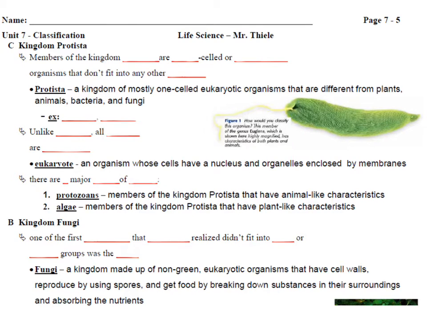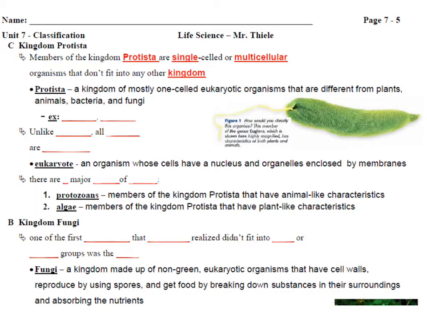So the first kingdom that we'll take a look at is Kingdom Protista. Members of the Kingdom Protista are single-celled or multicellular organisms that don't fit into any other kingdom. It's sort of a throwaway kingdom, although that's not the right word, but the organisms that go into this kingdom are there primarily because they don't really fit into any other kingdom, even though they do tend to be fairly similar in their characteristics.